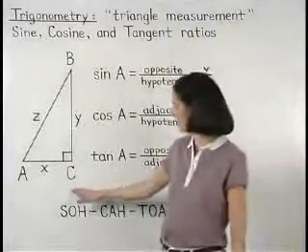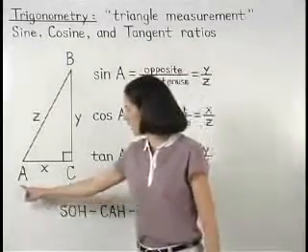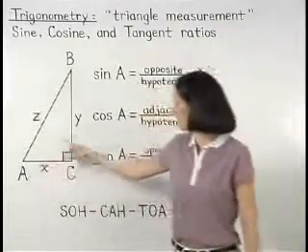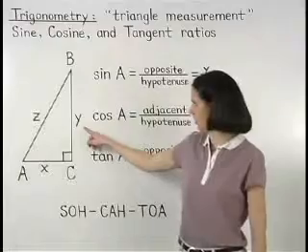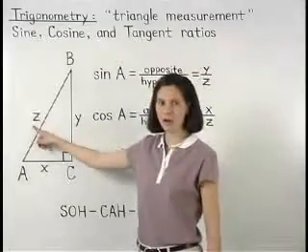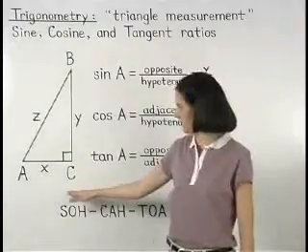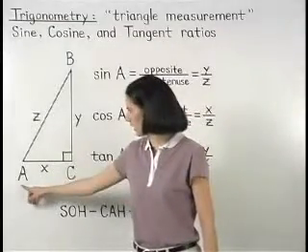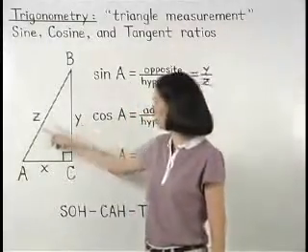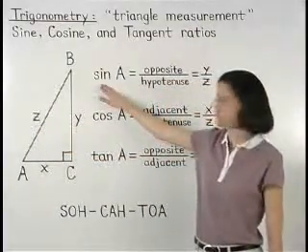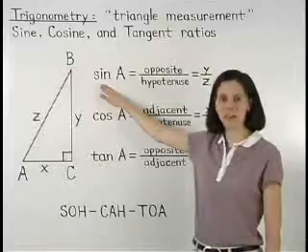In right triangle ABC, the sine of angle A is equal to the ratio of the length of the side opposite angle A to the length of the hypotenuse. So, in right triangle ABC, the sine of angle A equals y over z. Notice that the abbreviation we use for sine is sin.